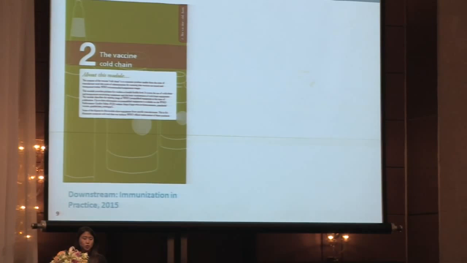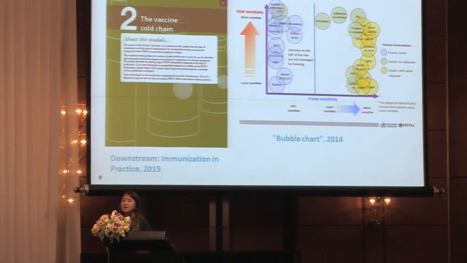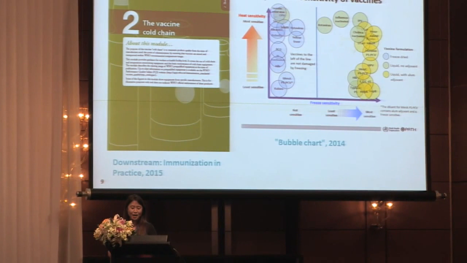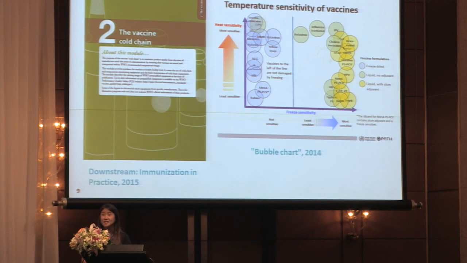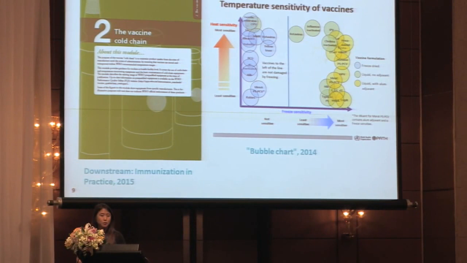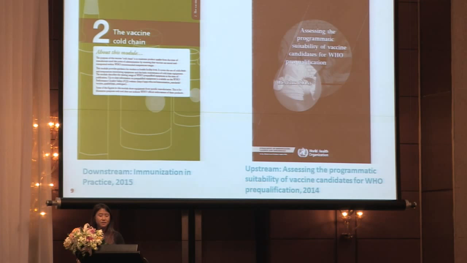And we've also updated, with the support of PATH, what we call the bubble chart. This was first designed by somebody you all know well, who was standing here yesterday, John Lloyd, back in 2006, presented at the 2006 TechNet meeting. Since that time, we've had a plethora of new vaccines raining down on us. So that bubble chart has also been updated. That's more of the downstream stuff, to help countries understand a bit more about the vaccines that they're handling.